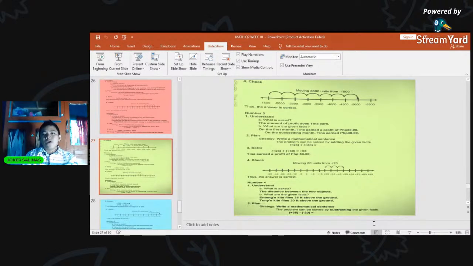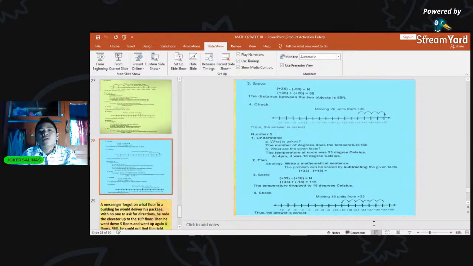On number 4, we're going to find the distance between the two objects. Enteng's kite flies 35 feet and Tony's kite 20 feet above the ground. So let us find their distance. To get their distance, we're going to minus them. So the distance between the two objects is 55 feet. So positive 35 plus positive 20 is 55 feet.